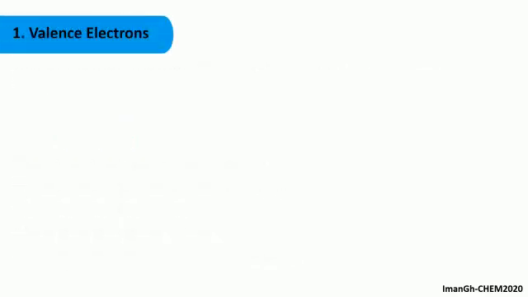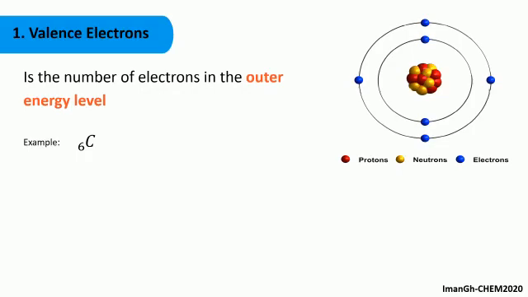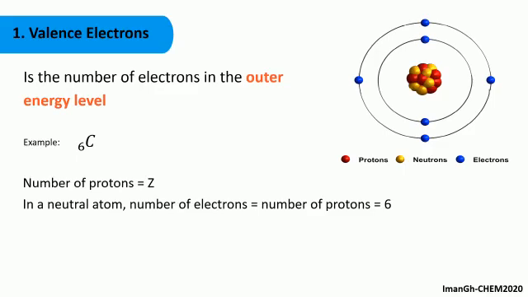You are already familiar with the term valence electrons, which is the number of electrons in the outer energy level. Let's take an example, C6. As you know, before finding the valence electrons, you should first write the electron configuration. So number of protons equals atomic number, and in a neutral atom, protons are equal to electrons, equal to 6 in this case. So now we can write the electron configuration of carbon, which is K2L4. The valence electrons of carbon is 4, since the number of electrons in the outer energy level is 4.